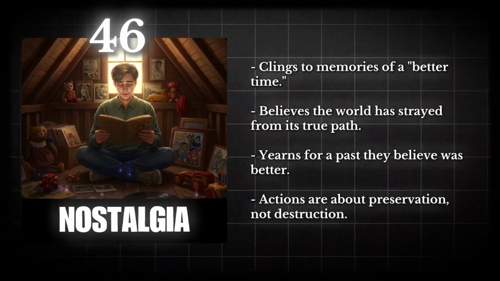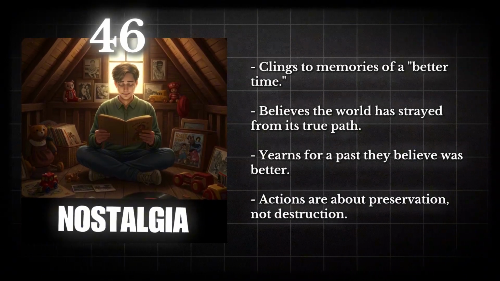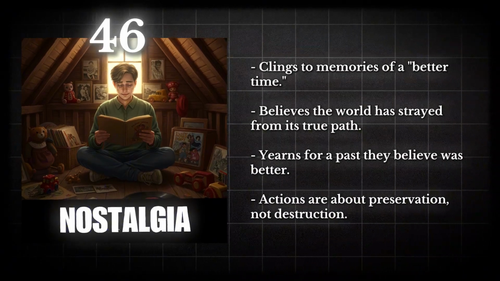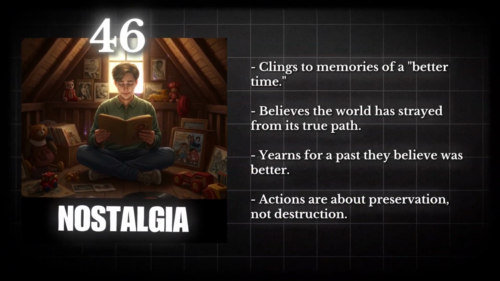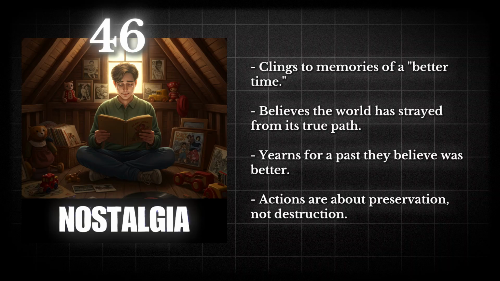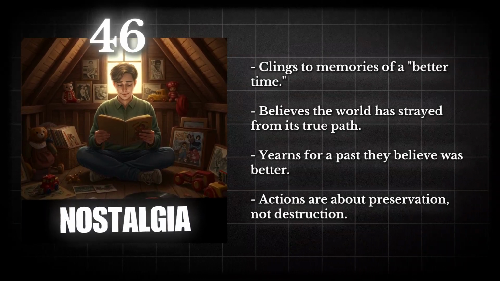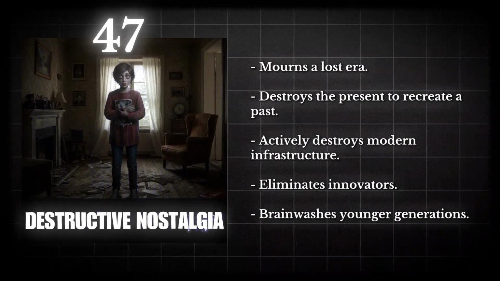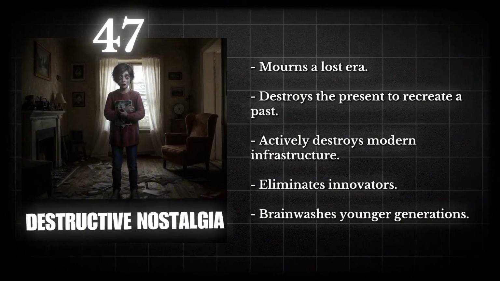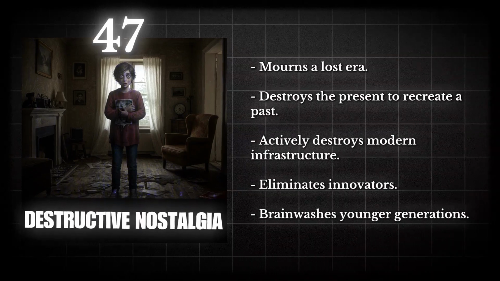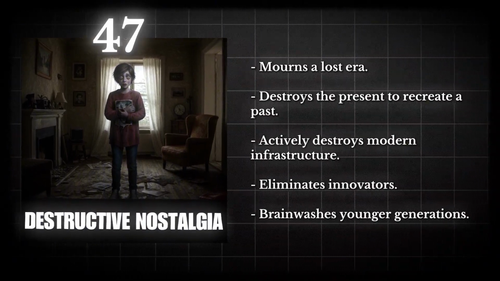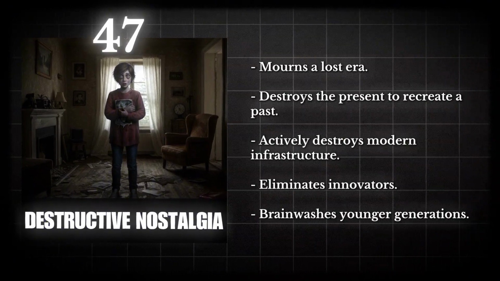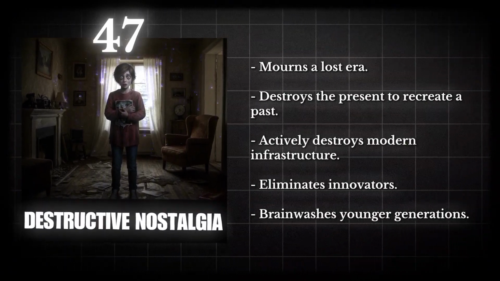46. Nostalgia. The villain clings to memories of a better time, convinced the world has strayed from its true path. They are nostalgic, yearning for a time they believe was better, but they are not necessarily consumed by rage. Their actions are more about preservation than destruction. 47. Destructive nostalgia. The villain mourns a lost era. Destructive nostalgia is about destroying the present to recreate a past that never truly existed. They actively destroy modern infrastructure, eliminate innovators, and brainwash younger generations to adhere to outdated traditions.